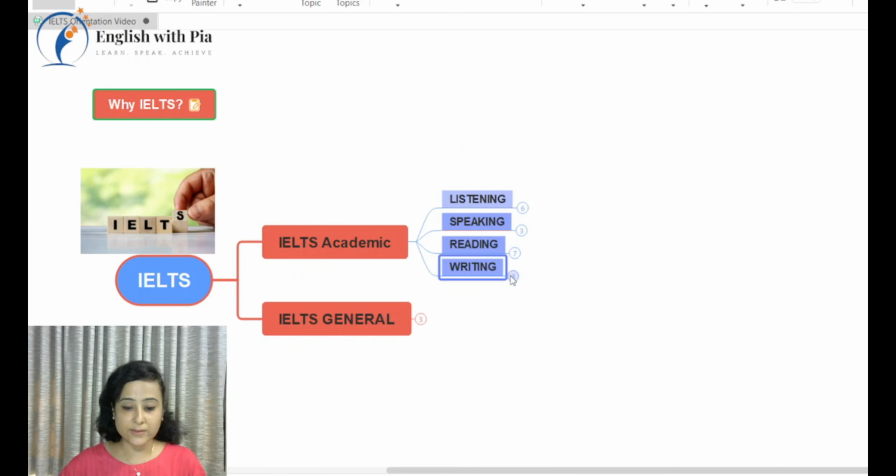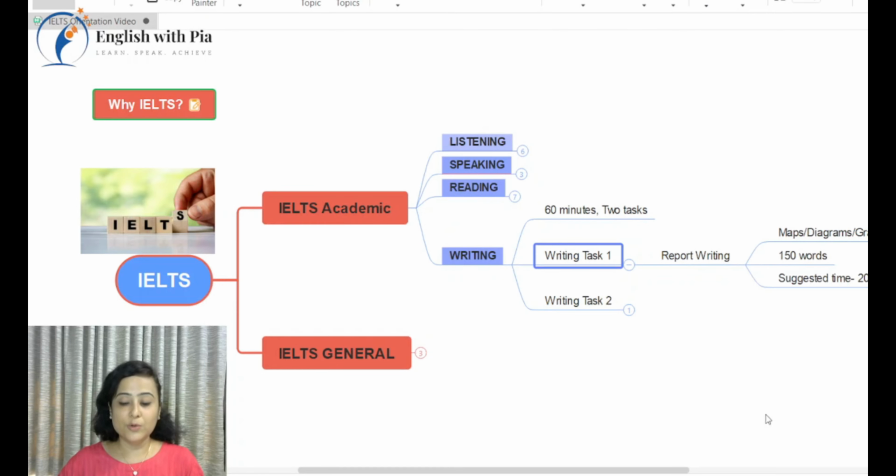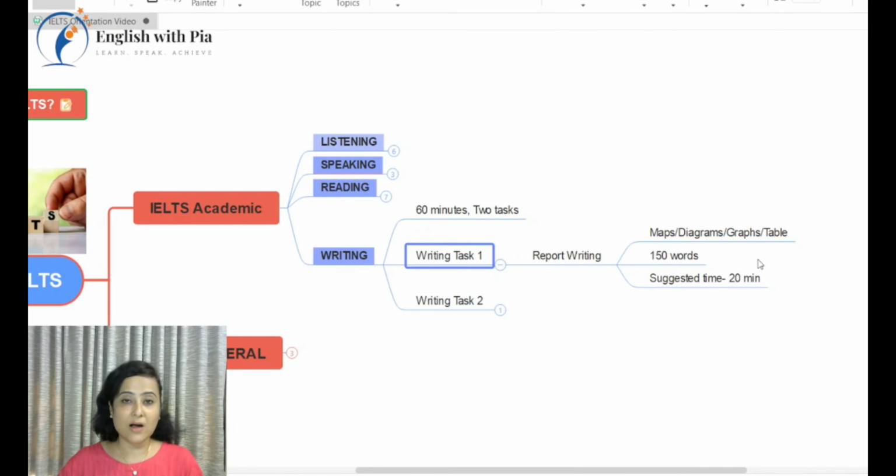All right, now let us quickly move to the writing section in the academic test. The writing section consists of 2 tasks, and you are given 60 minutes to answer both tasks. Writing task 1 is usually known as report writing, and you will be given maps, diagrams, graphs, or different kinds of tables. There could be one graph, or a combination of two graphs as well, and you are supposed to write a minimum of 150 words for that report.